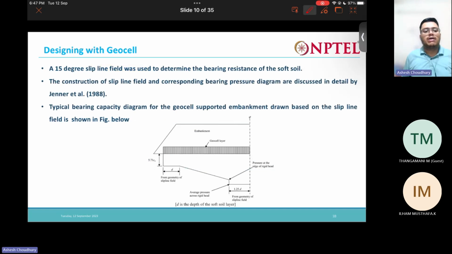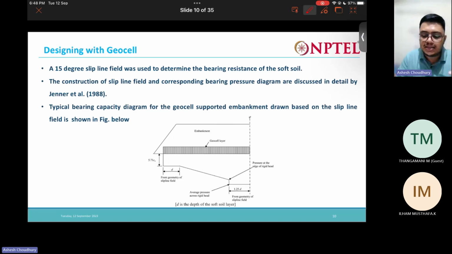Now, a 15-degree slip line field was used to determine the bearing pressure of the soil. If you go into the details of the slip line method, you will see it. Right now it won't be clear to you because you don't know the slip line method, the method of stress characteristics, how the slip lines come and how they are drawn. For now, just know that these are failure lines along which the soil will fail in the plastic state. And we are drawing the slip lines at 15-degree intervals.